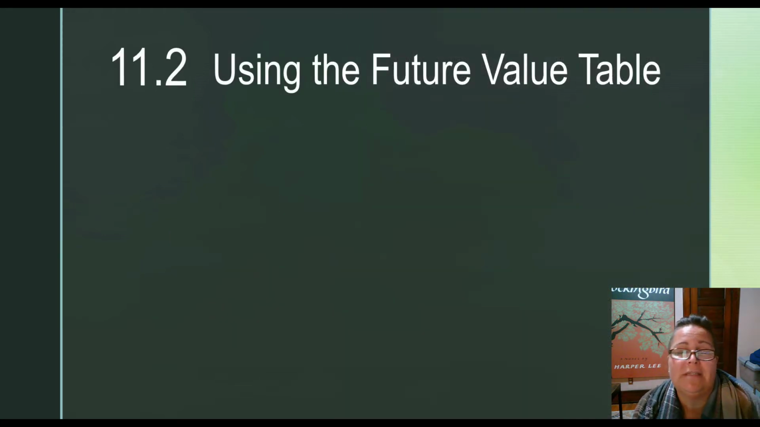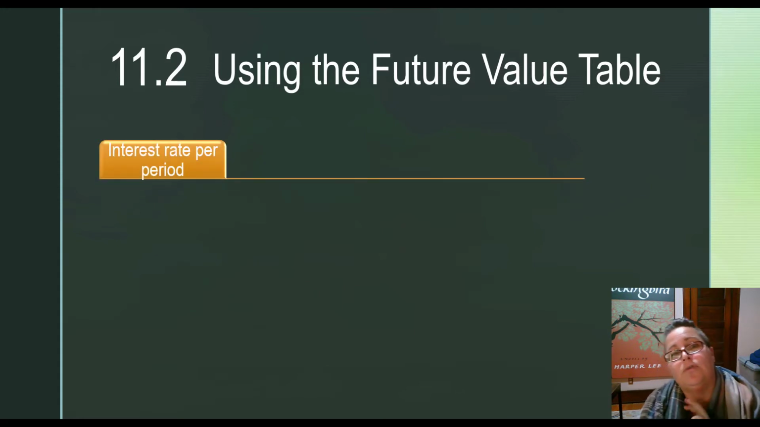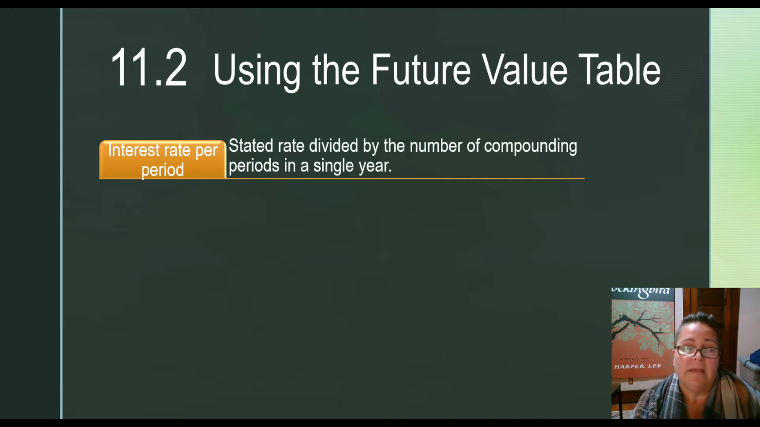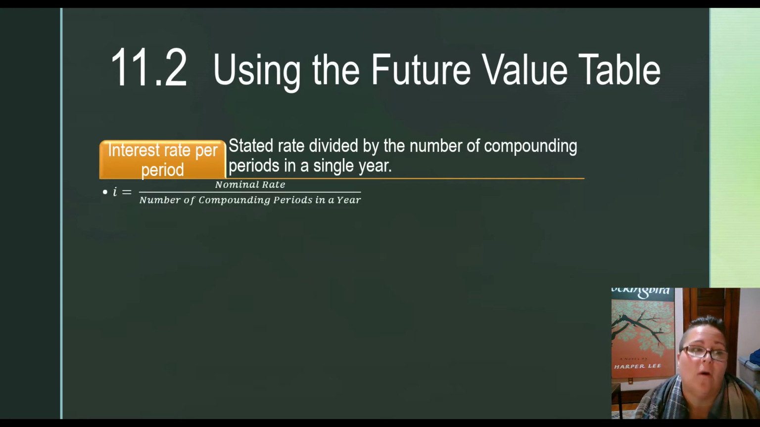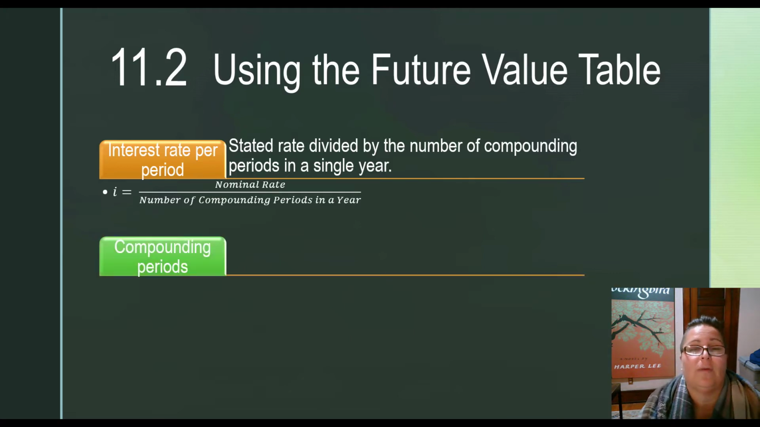We're going to use the future value table in order to help us calculate compounded amounts. In order to use the future value table, we need to be able to identify 3 different things. The first is the interest rate per period. This is your stated or yearly rate divided by the number of compounding periods in a single year. This is known as a lowercase i, and the formula for it, or the description of how to find it, is to take the nominal or yearly rate and divide it by the number of compounding periods in a single year. That's how you find i, or the interest rate per period.